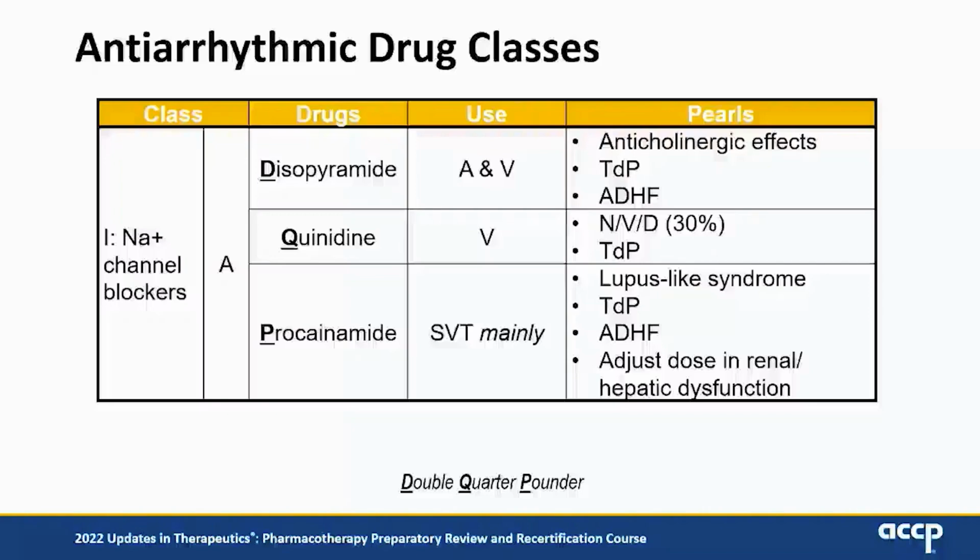Quinidine is not used a whole lot in practice because its use is very much limited by high rates of GI adverse effects like nausea, vomiting, diarrhea, up to 30%. And procainamide's main side effects to think about are a lupus-like syndrome, an acute decompensation of heart failure, and then if you are using procainamide, making sure you're checking for renal and hepatic dysfunction because dose adjustments will be required.